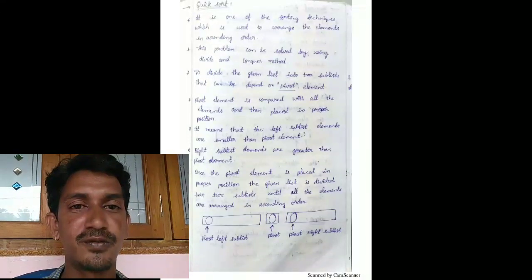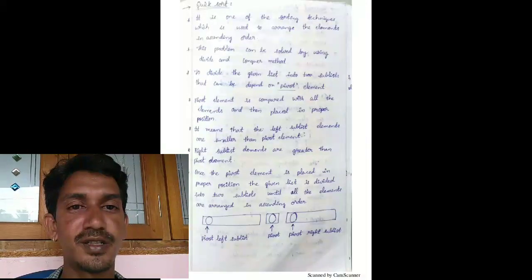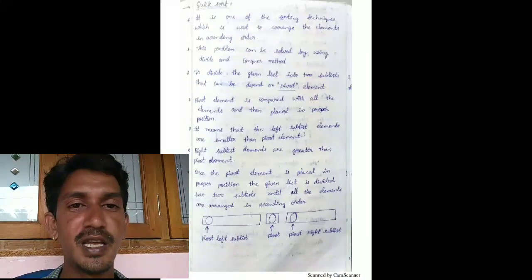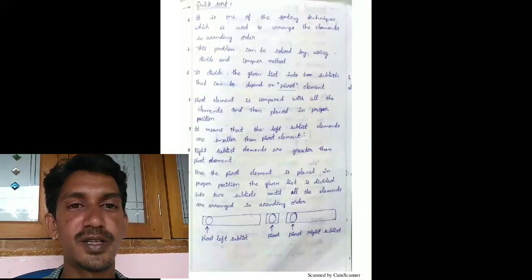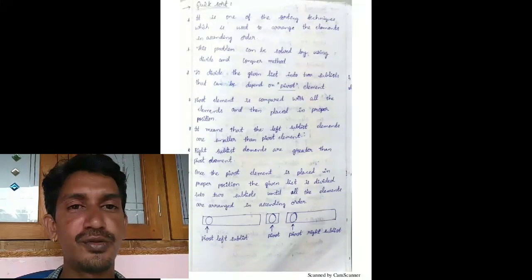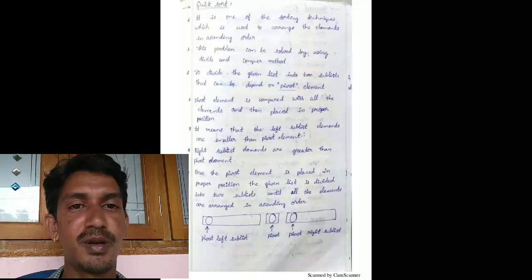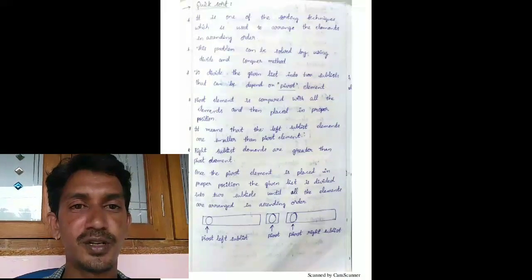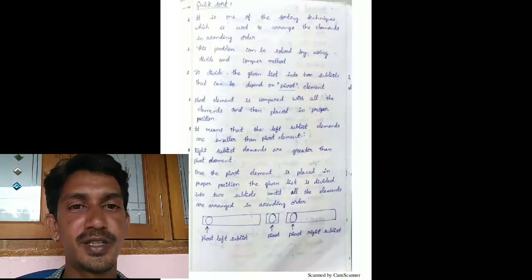But quick sort is one of the elegant sorting techniques to arrange an unsorted list of elements in sorted order. It works on the divide and conquer strategy. It means that if the problem is large, we can divide the problem into two subproblems and solve the subproblems, and the elements are made sorted.